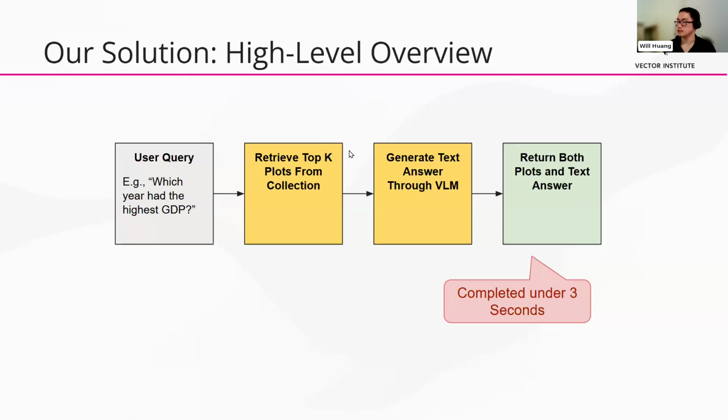The visual RAG is going to take the text query, retrieve the top K plots, generate a text answer through VLM, and then return both the plots and the text. And it took around 3 seconds for that to complete, as I've seen. And I'm going to pass the stage to Saeed to walk through the technical details.